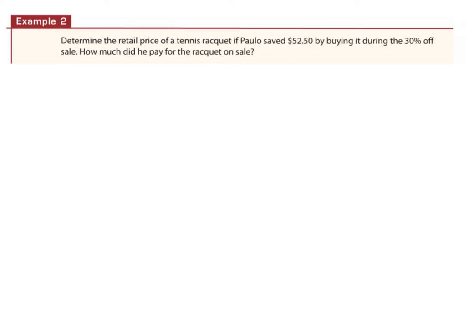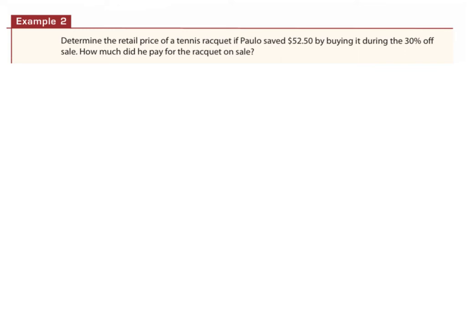This says, determine the retail price of a tennis racket if Paulo saved $52.50 by buying it during the 30% off sale. How much did he pay for the racket on sale? All right. We know how much he saved, and we know the percentage that it was off. So if I know the dollar amount that he saved, then I know how many dollars they took off. So basically what I have been told is the discount amount and the discount rate. What I'm trying to figure out is the retail price.